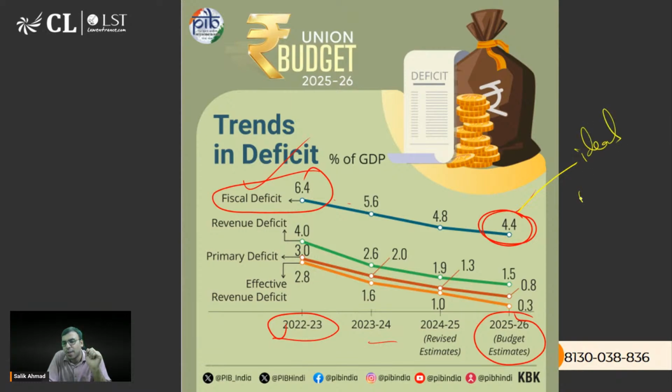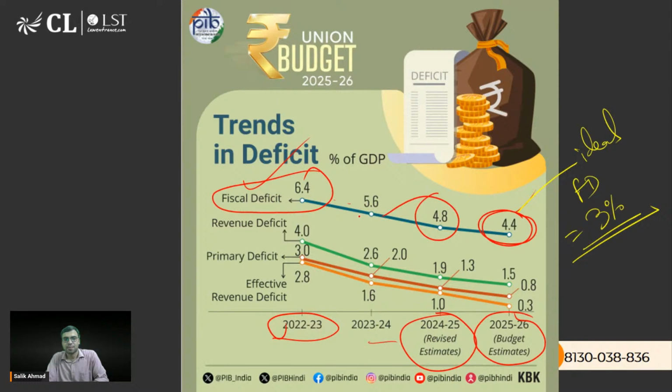Ideal fiscal deficit should be 3%. That is what you should be knowing. ये पता होना चाहिए, ठीक है? और इस साल जो मार्च में जो एंड होगा फिस्कल ईयर, इसका जो टारगेट है वो है 4.8%. That is what you should be knowing about. ठीक है? तो ये हो गया फिस्कल डेफिसिट.